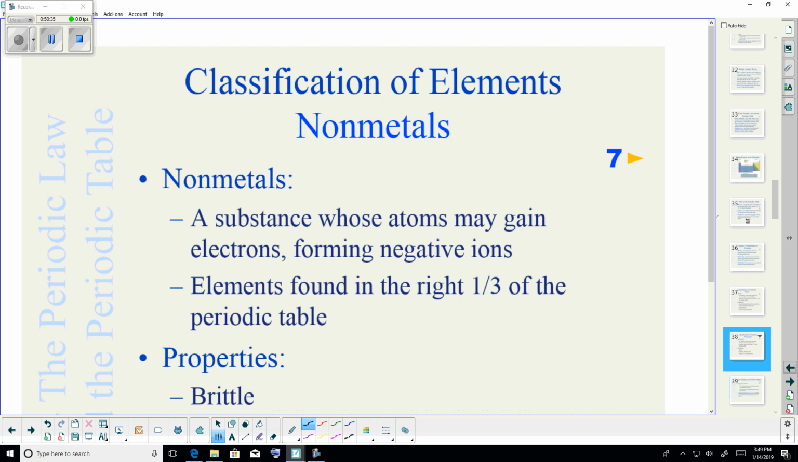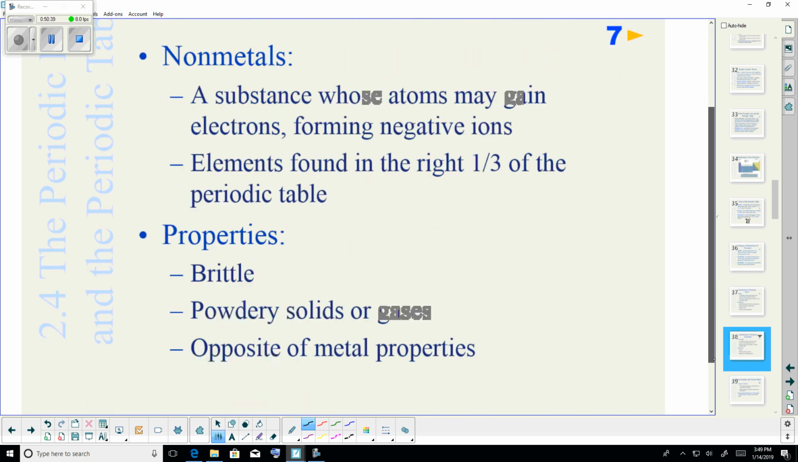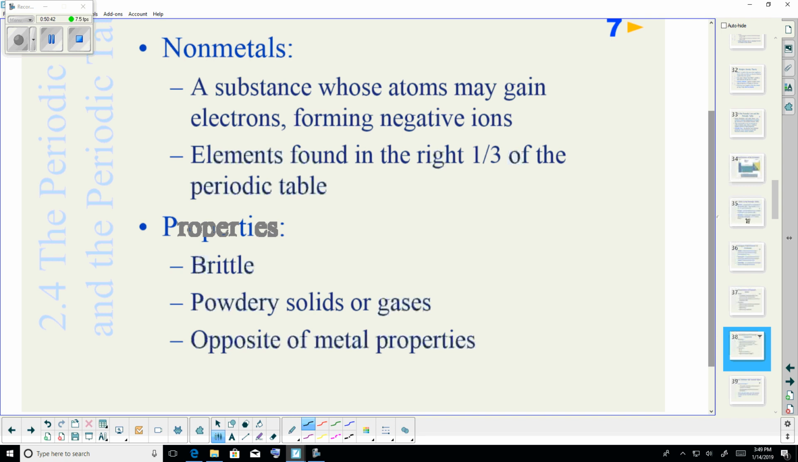Nonmetals form negative ions. They're the right 1/3 of the periodic table. They tend to be brittle. You think of charcoal, it's kind of brittle. Powdery solids or gases. So charcoal we can grind up. Sulfur is a yellow powder. Think of the gases. You can think of oxygen, nitrogen. They're obviously gases. Their properties are opposite of metals. They usually don't conduct electricity well or heat.